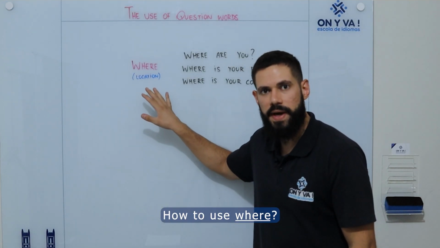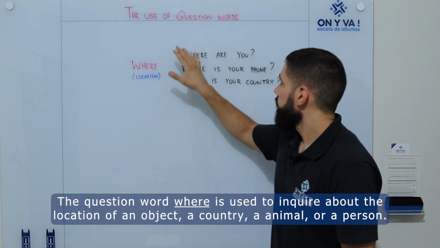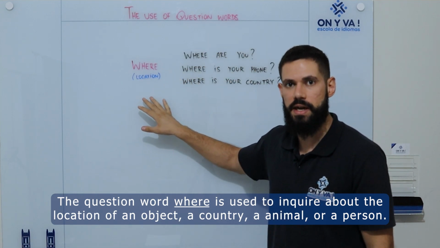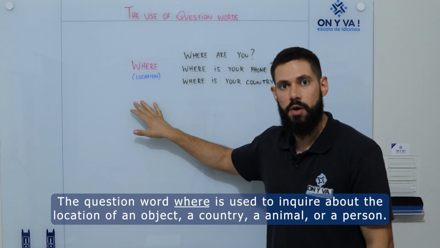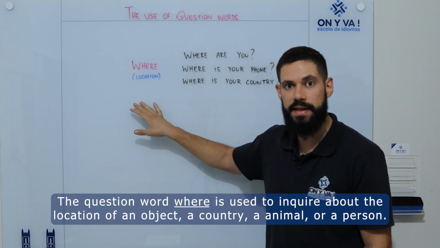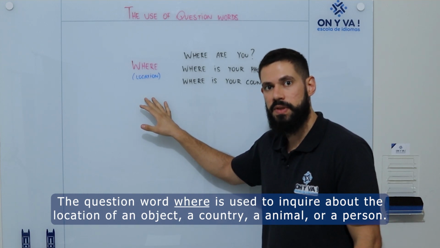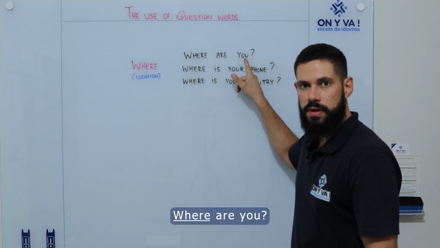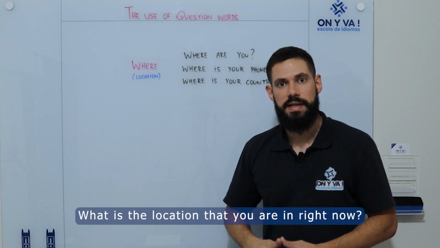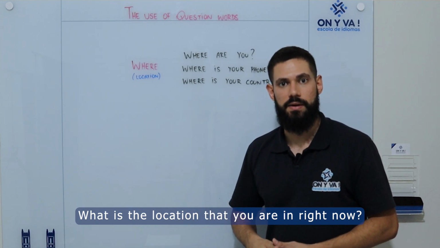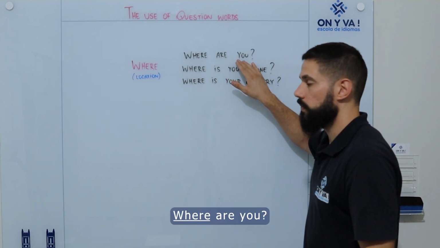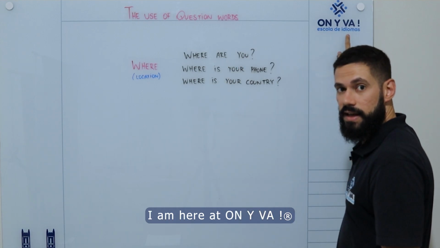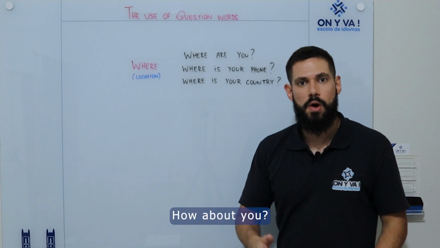How to use where? The question word where is used to know the location of an object, or a country, or an animal, or a person. Let's see examples. Where are you? What's the location that you are in right now? Where are you? I am here at Univa. How about you? Where are you?